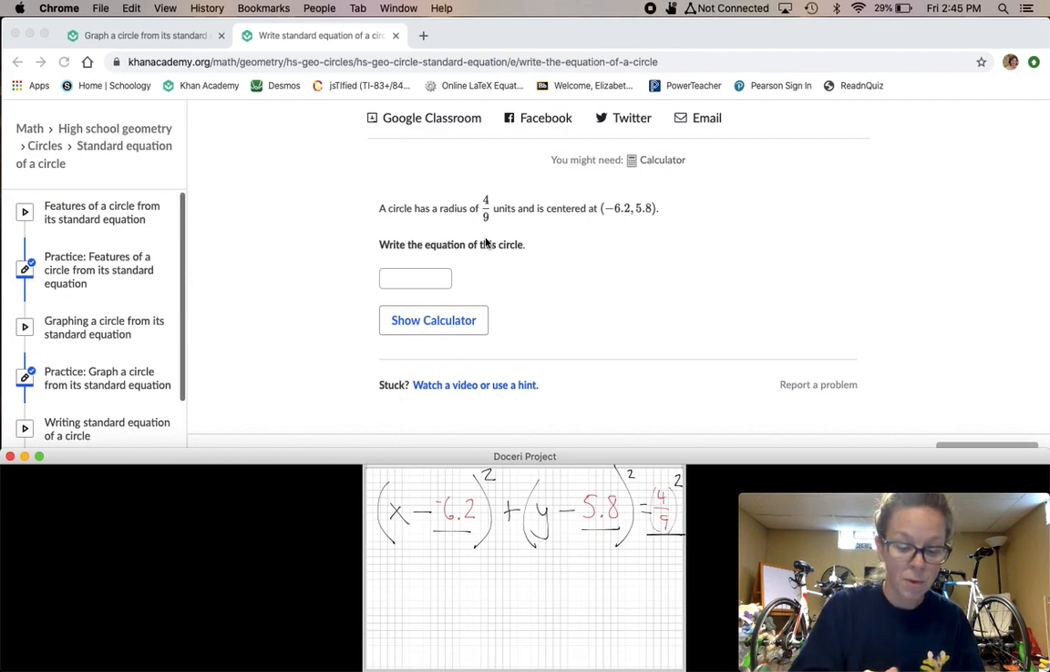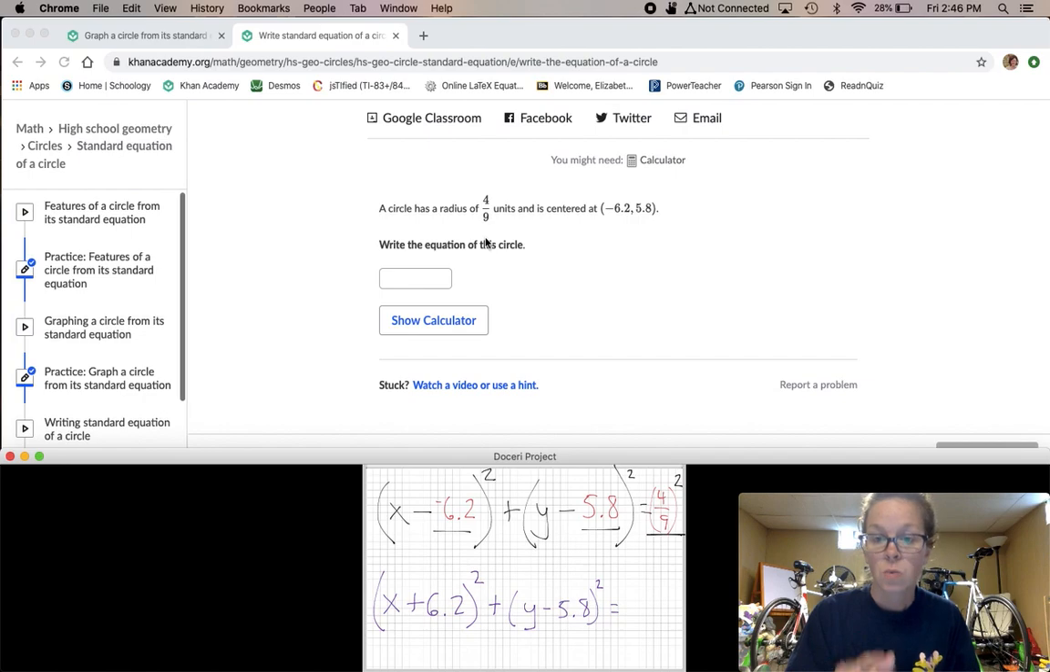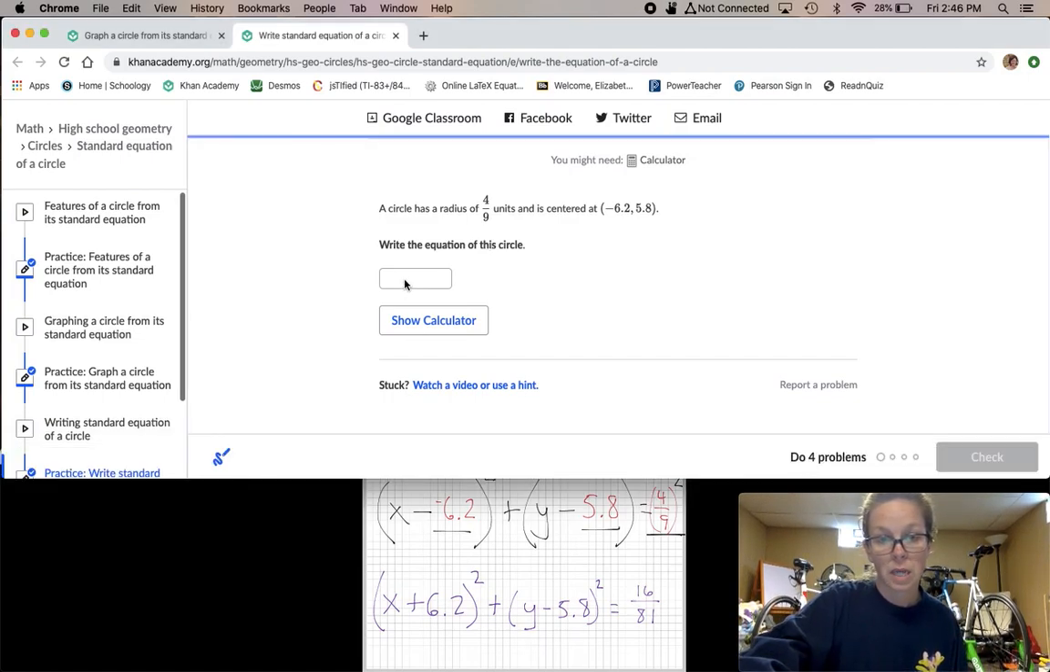So to clean this up before we would go to type it into Khan Academy, we want to take care of any minus and negative, and we're going to change that to plus. So we're going to have x plus 6.2 squared. And then we're going to have y minus 5.8 squared, and then equals, when you square a fraction, we square the top and we square the bottom. Squared means times itself. So on the top, 4 times 4, that makes 16. On the bottom, 9 times 9, that makes 81. And so then this is what we would want to type into the blank here.